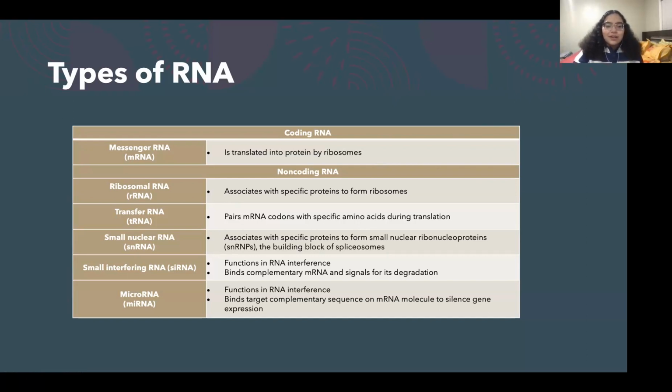Small interfering RNAs, or siRNAs, are for RNA interference, so that's for degradation and silencing. And then there's microRNAs, also for RNA interference. They both bind complementary sequences to silence or degrade, so those two are kind of similar.